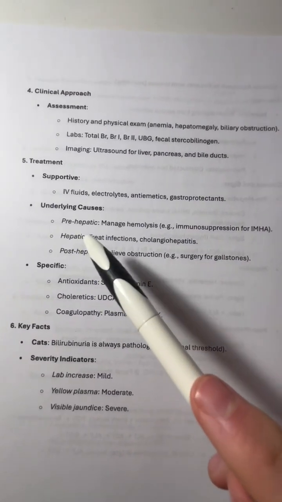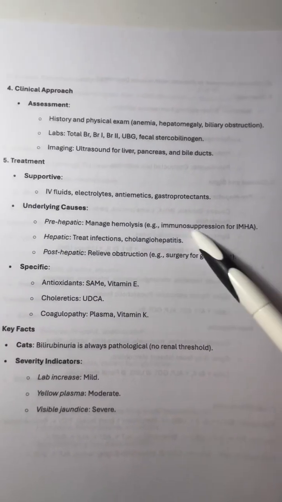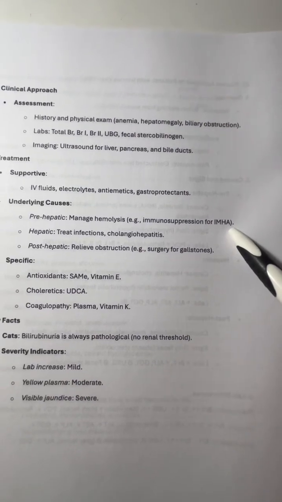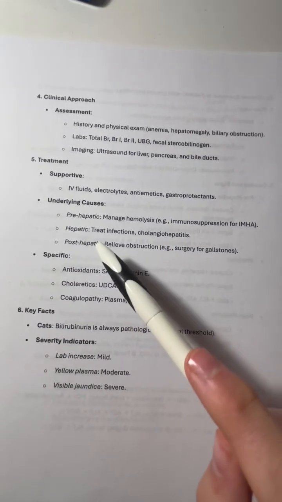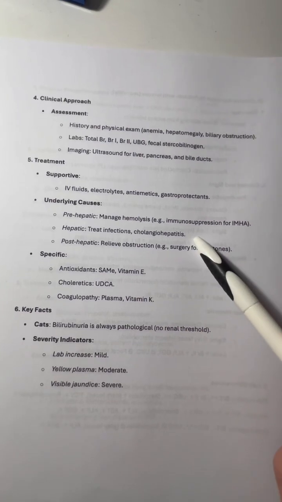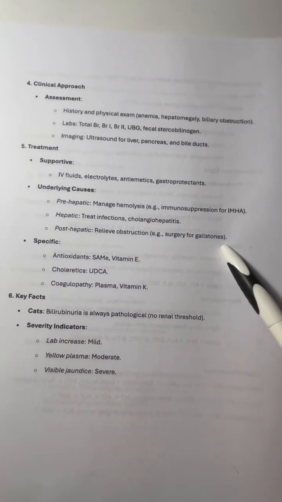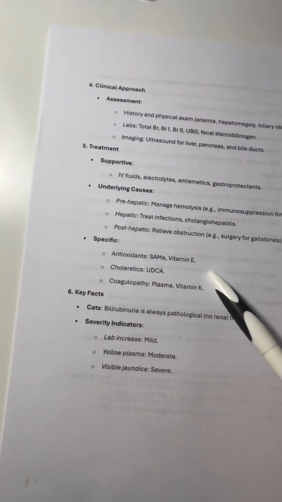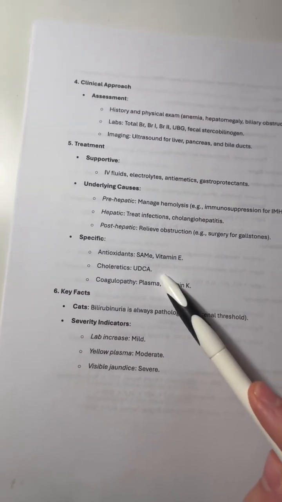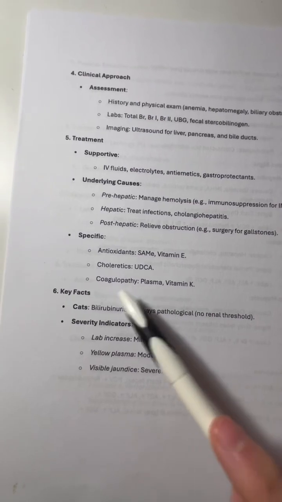For prehepatic, manage any hemolysis, for example, immunosuppression for immune-mediated hemolytic anemia. In the case of hepatic icterus, treat any infections in the case of cholangiohepatitis. For posthepatic icterus, relieve the obstruction. You can have surgery for gallstones. Also help treatment with giving vitamin E, ursodeoxycholic acid, and give vitamin K and plasma in the case of coagulopathies.